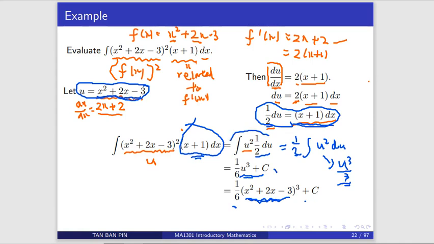You just integrate half u squared du, and you get an answer after integration in terms of u. But remember to substitute u back as x squared plus 2x minus 3. So the final answer is 1/6 (x squared plus 2x minus 3) cubed plus c.